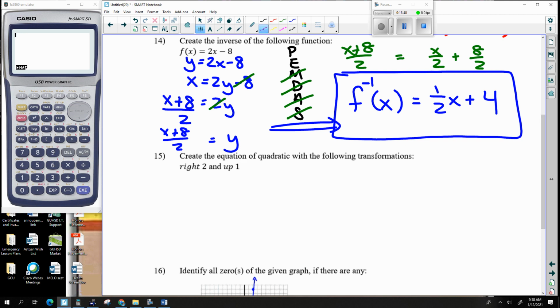All right, so write an equation of a quadratic. A quadratic is an x squared that goes right 2 and up 1. Okay, so here we go. So quadratic, that is right 2, up 1.